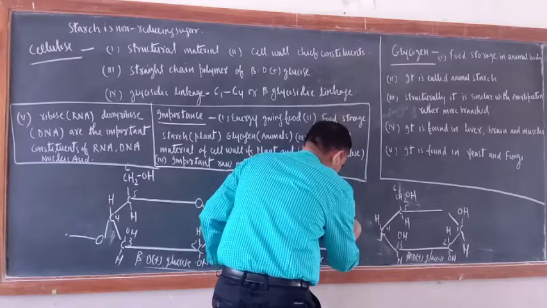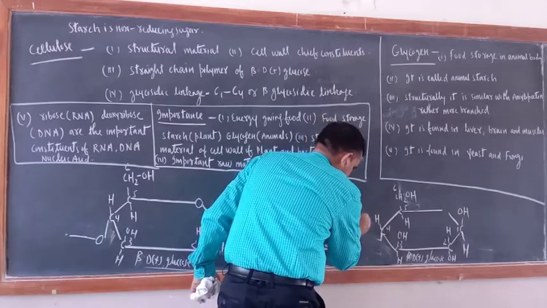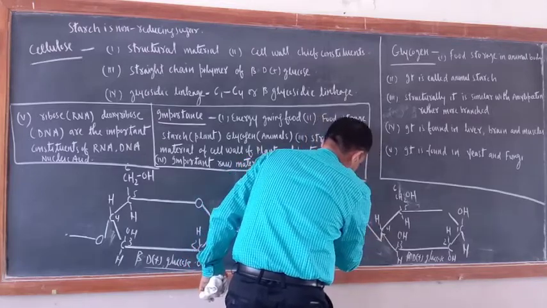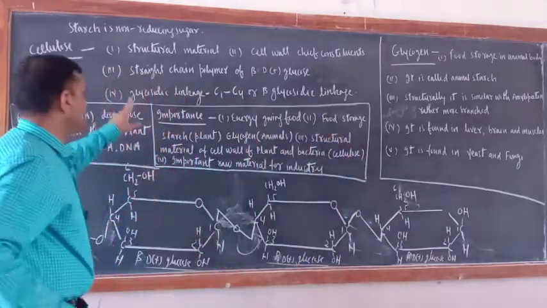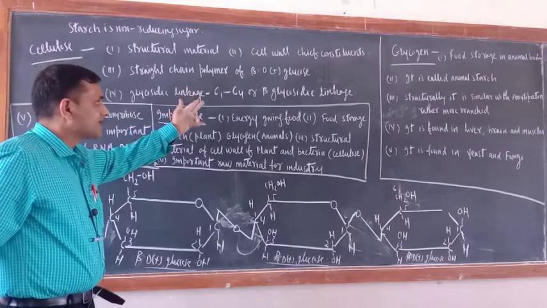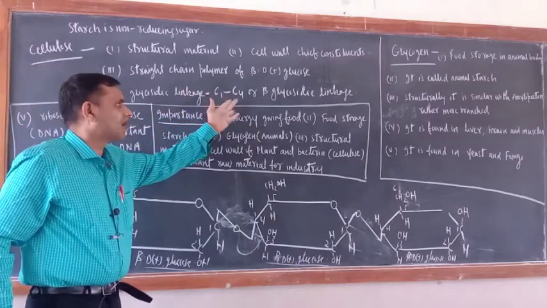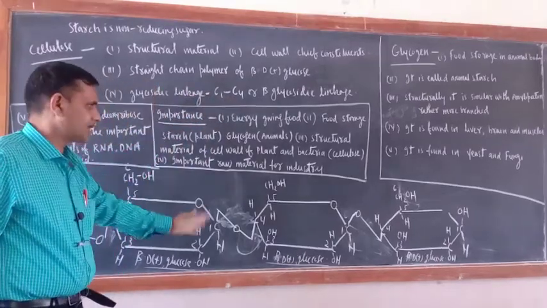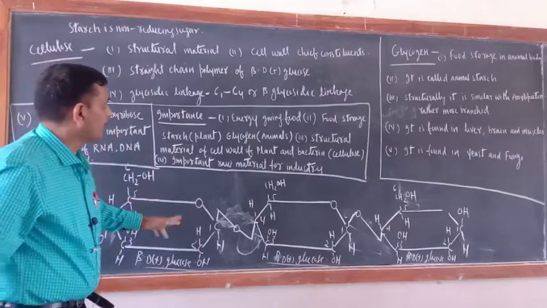First write like that, then like that. Okay. The glycosidic linkage present in cellulose is C1-C4, or beta glycosidic linkage. You can check this one. In this way, this is over for cellulose.